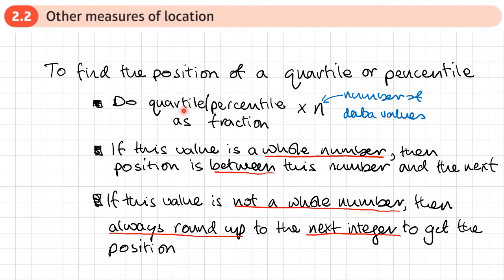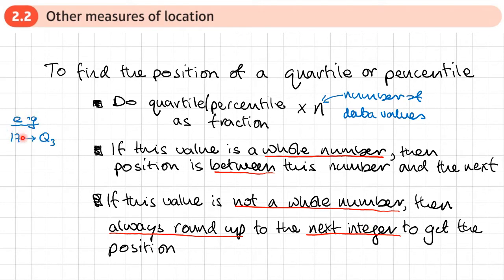So if we want to find a position, the first thing that we do is we change whatever quartile or percentile we're trying to find into a fraction. We do that fraction times n, that's the number of data values. We're going to get a number. If this value is a whole number, then the position of this quartile or percentile is between the whole number that we've just got and the next whole number. If, however, after doing this calculation, the value we get is not a whole number, then we always round it up to the next integer to get the position. So here's a few examples.